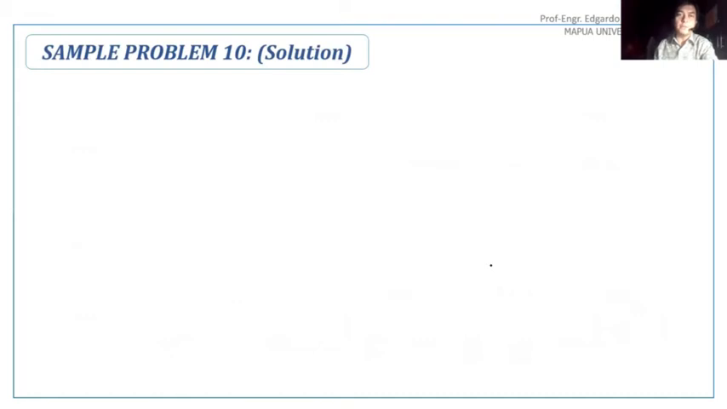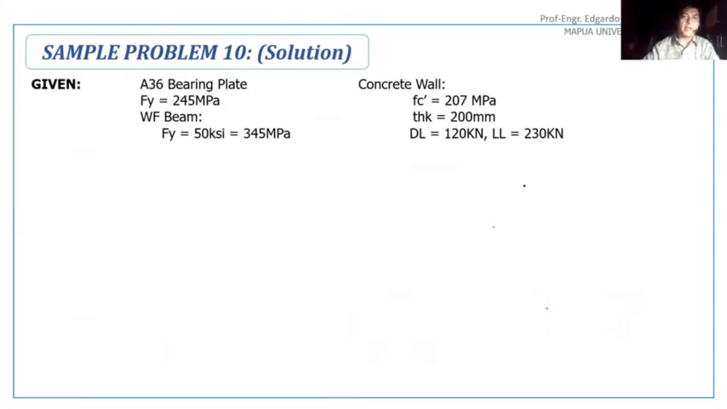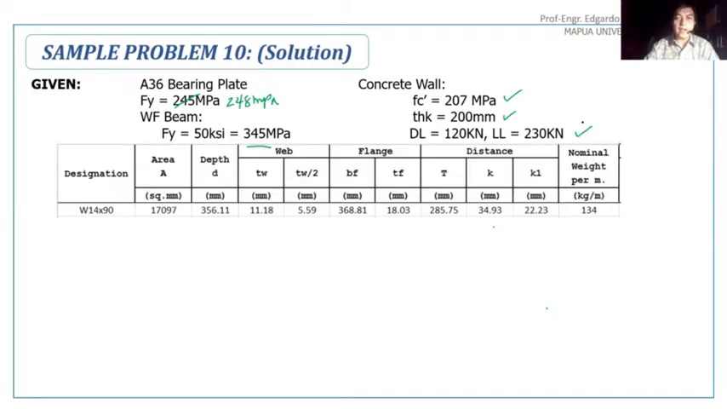Okay, so for the solution, so these are the given. So these are the properties of the bearing plate. I think the Fy should be 248 megapascal. While the Fy of the beam is different, 345 coming from the 50 ksi. Then for the concrete wall, its compressive strength was given, the thickness is 200, and the bearing plate carries this dead load and live load as a support reaction. Okay, so that's the properties of the beam section.